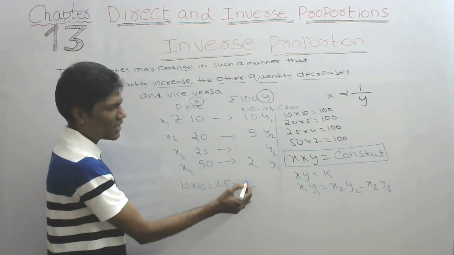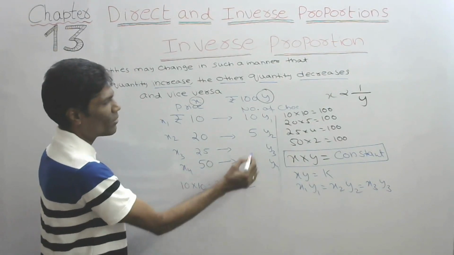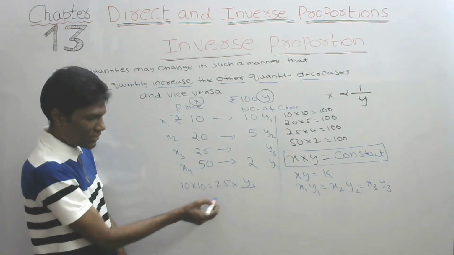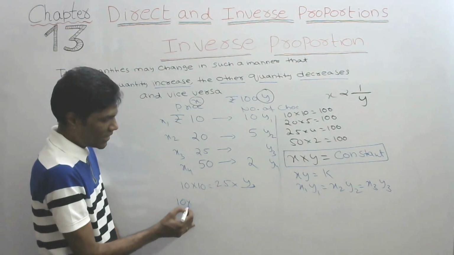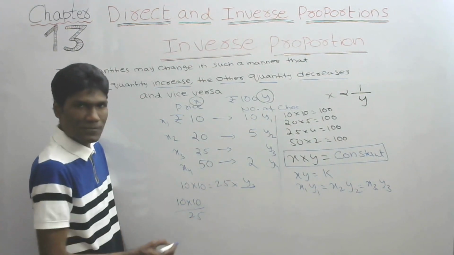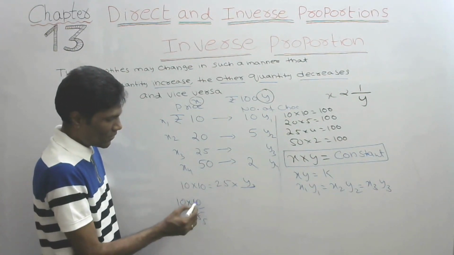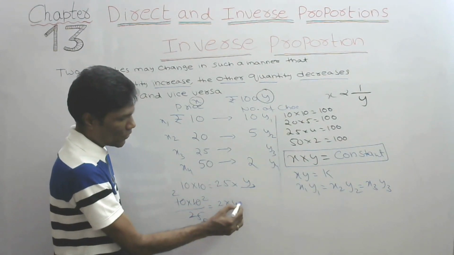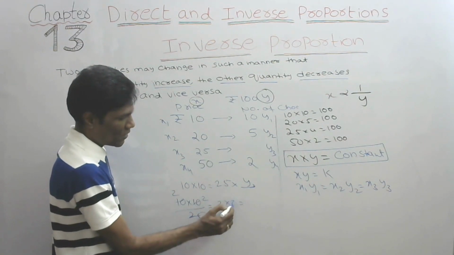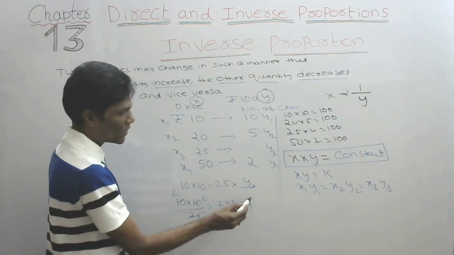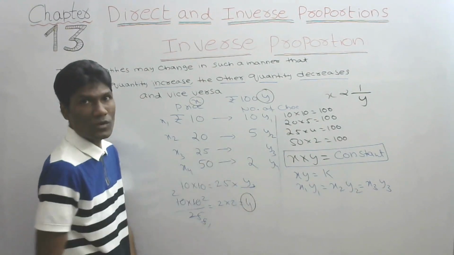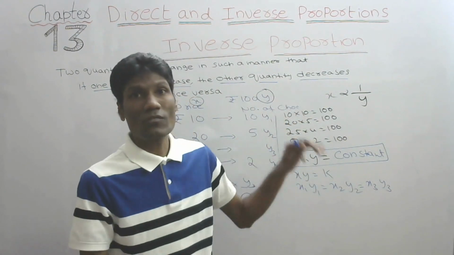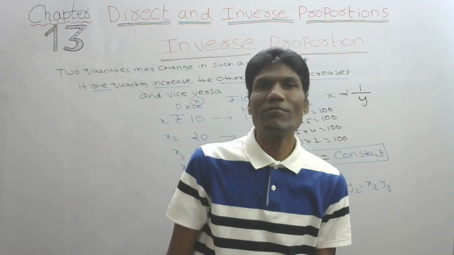So by solving this, let us take the unknown number as y3. Transferring this to here, 10 into 10 divided by 25. 5 5s are 25, 5 2s are 10, so 2 into 2 we will get 4. 4 is the answer. We had this 4 here as well. Like that we can get it. So by using this we can solve the questions of inverse proportion.